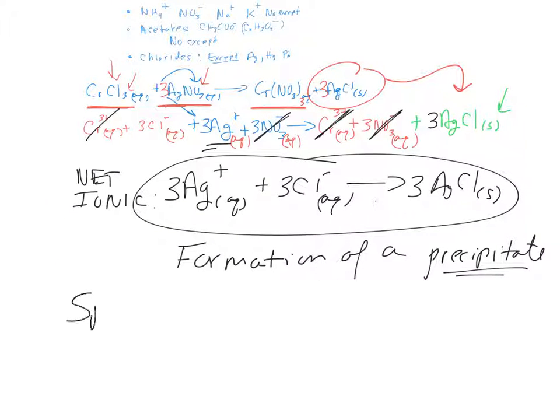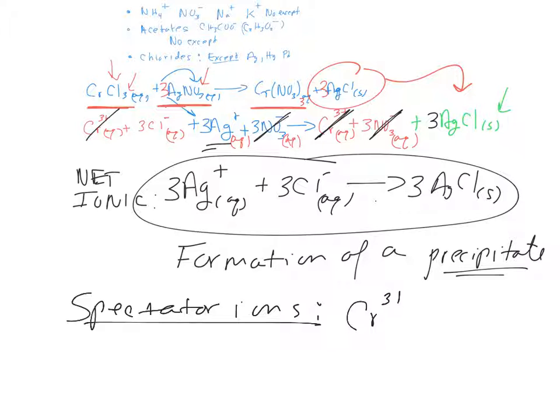Now, if you are asked for the spectator ions, they are the ones that you crossed out. They do not take part in the reaction. They're the ones that stay floating in the water. And the spectator ions are chromium 3 ion and nitrate ion. Now, if you notice, it says 3 nitrate ions, but that's not what we want to write. We don't need the 3. So the spectator is just the nitrate ion.